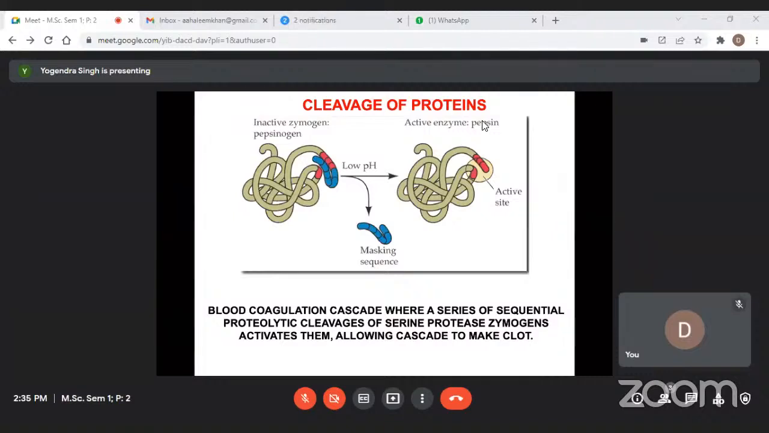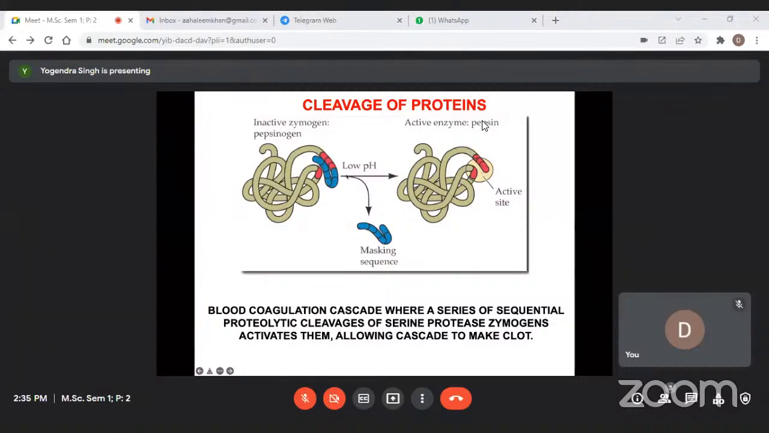So I'm trying to say that they are synthesized when they are not active. The reason is that their active site is blocked, so therefore substrate cannot reach the active site. But nature has designed it so beautifully that, for example, pepsinogen, once it sees the low pH, gains autocatalytic activity, autoprotease activity, and it cleaves a small peptide.